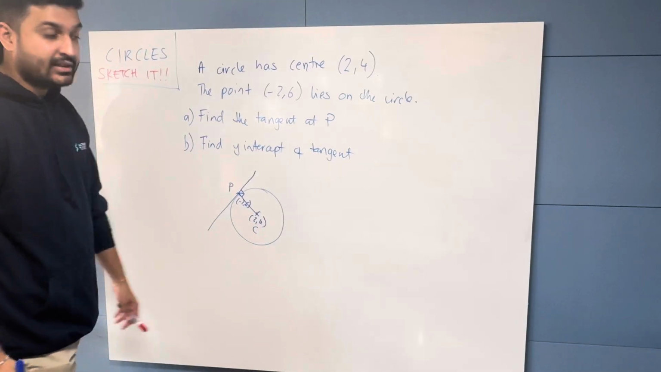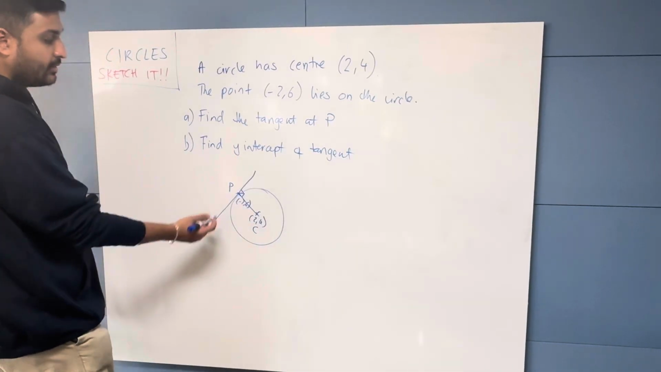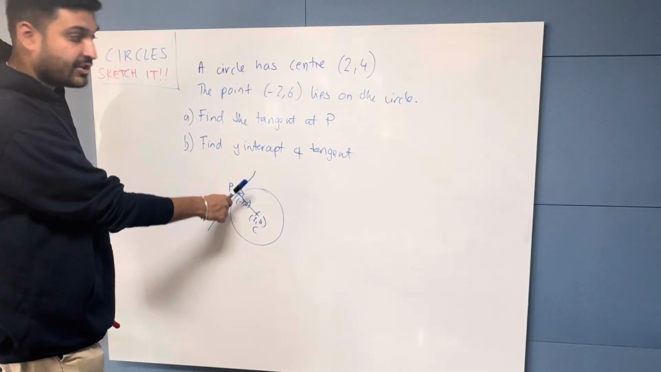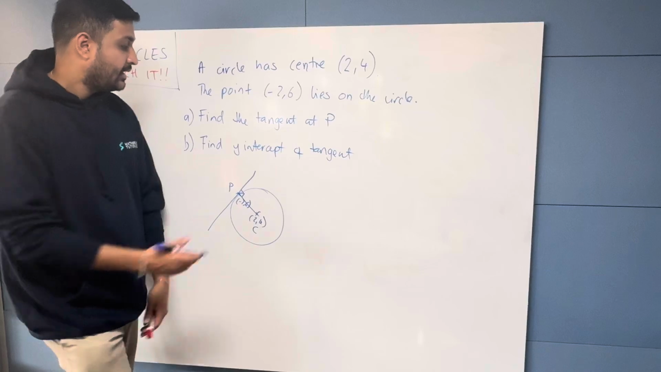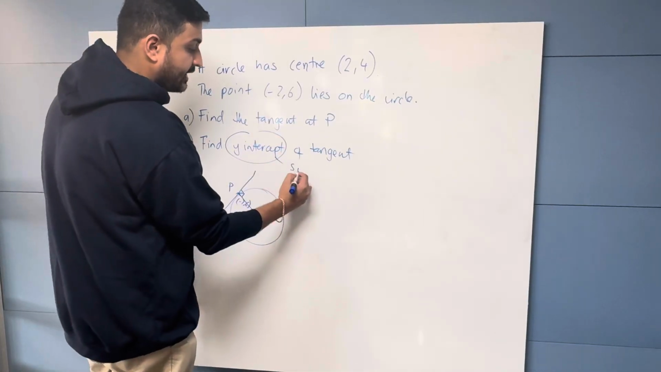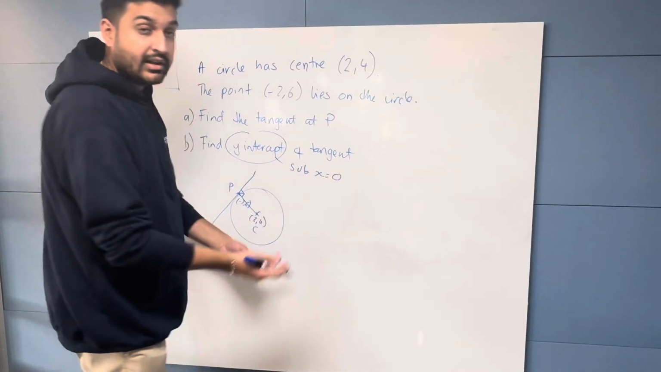Part B then says find the y-intercept of the tangent. Well, once I've got the equation of the tangent in a form y = mx + c or whatever, the y-intercept comes from substituting x = 0 into that. Not very hard to get.